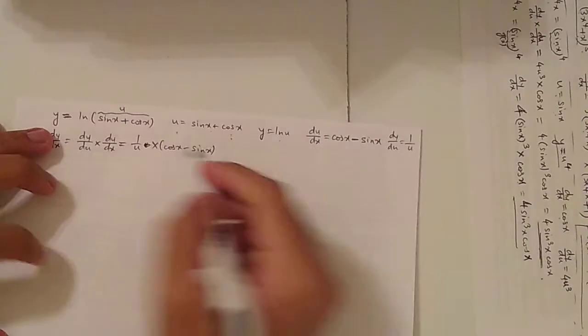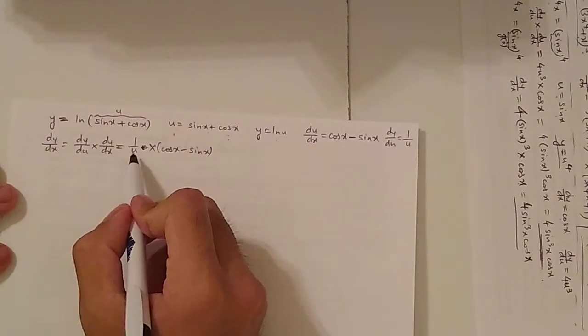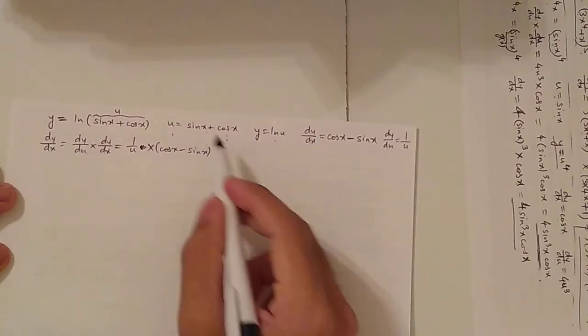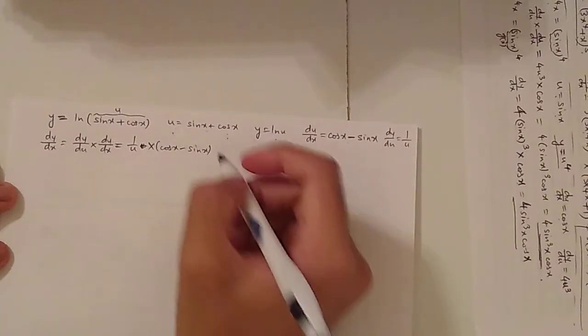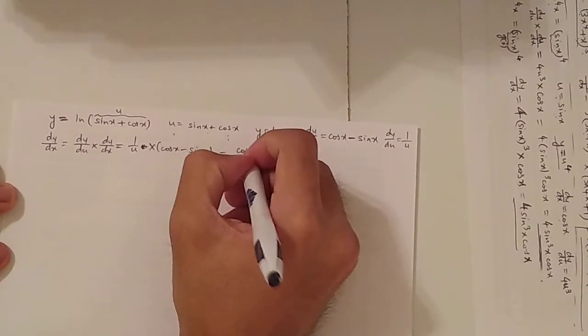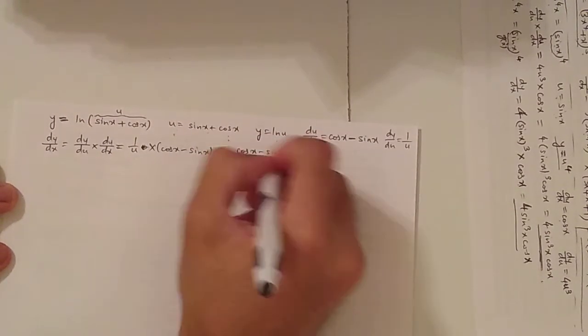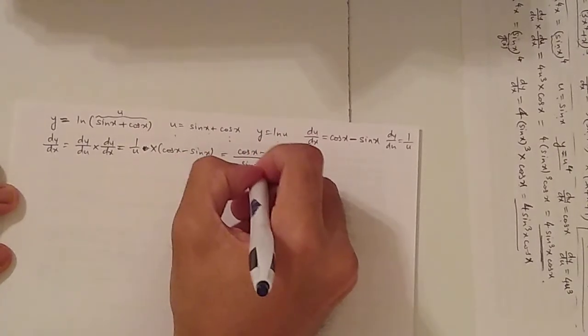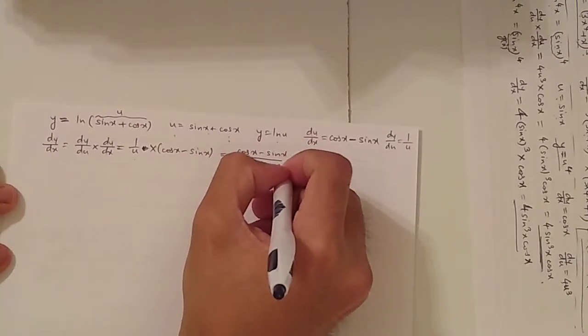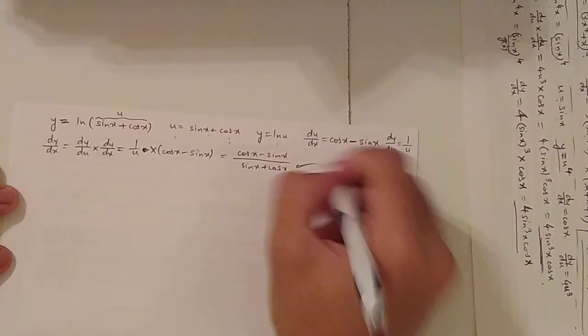And so this is the answer, but you need to replace the u back with your original expression because u was not there in the question. As a result, this becomes cos x minus sin x divided by sin x plus cos x. That's your final answer here.